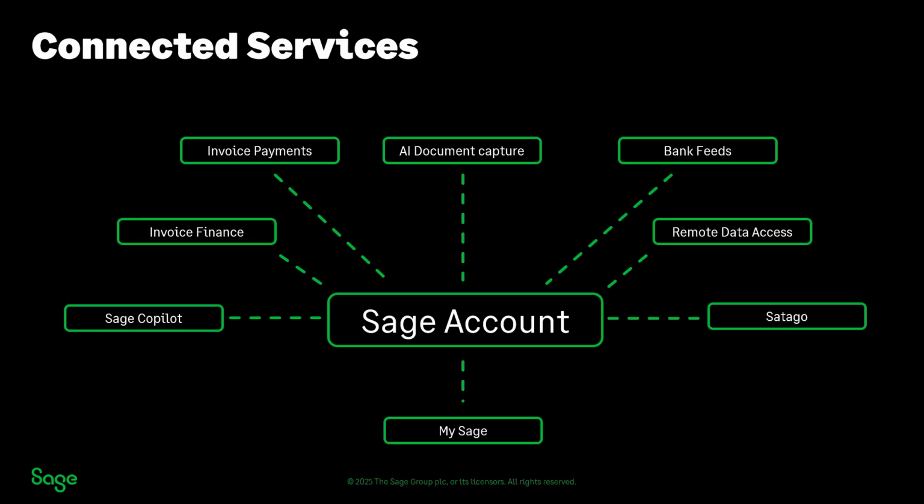You've got invoice finance, invoice payments, AI document capture, bank feeds, remote data access, and also Satago as well. It might be that you're not using connected services at this moment, but you might have access to MySage, so you may access your Sage invoices online. Today we're going to focus on remote data access. If you do wish to find out any more about these apps and add-ons, on the navigation bar of your software down the left-hand side, it'll be the second one from the top.